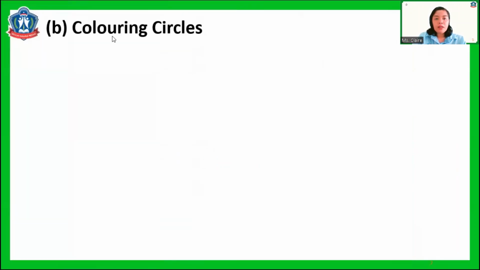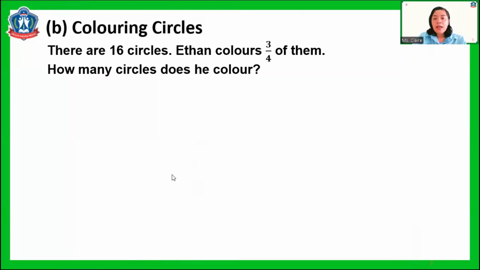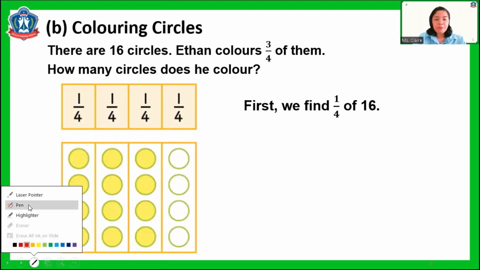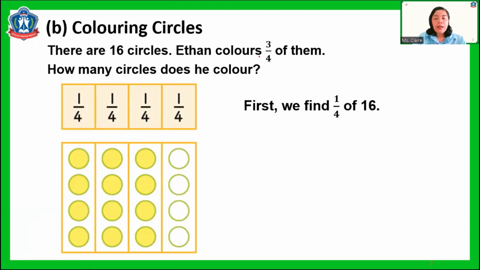Another, I have here some circles. There are 16 circles. Ethan colors 3/4 of them. How many circles does he color? Okay, so we have 16. Take a look, children. He colors 3/4. So first we find 1/4 of 16. So 1/4 of 16 means 16 divided by 4 and the answer is 4.